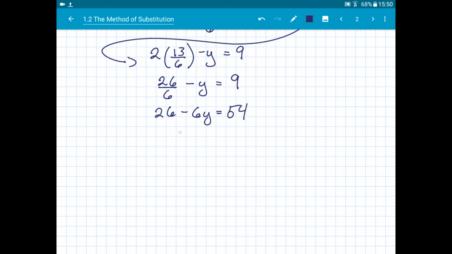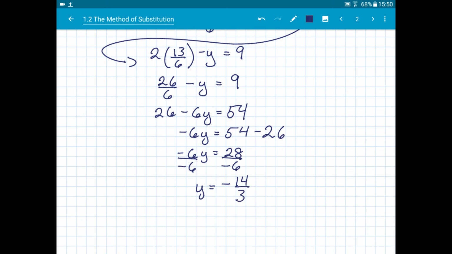I'm going to subtract 26 from both sides. Minus 6y equals 54 minus 26, okay, which is going to be 28. So minus 6y, divide both sides by negative 6. And y is going to be equal to, well, this doesn't divide perfectly, so what we should do is reduce this a little bit. So we got minus 14 over 3. And so that gives us our solution. The solution then, so therefore, the point of intersection is (13 over 6, minus 14 over 3).